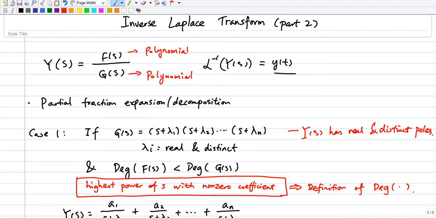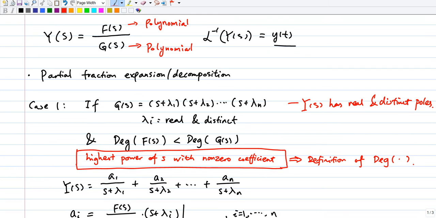In other words, if we set G(s) to be 0, we can find the solutions, let's say minus lambda 1, minus lambda 2, up to minus lambda n. Those are all real, and the lambda i's are distinct, which means they're different. We also assume that the degree of F(s) is less than the degree of G(s). The degree of F(s) and G(s) is defined by the highest power of s in each with non-zero coefficients. That's the definition of a degree.